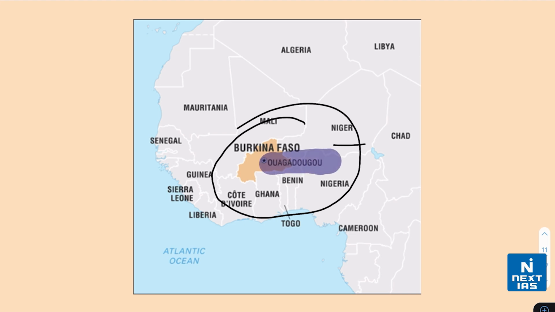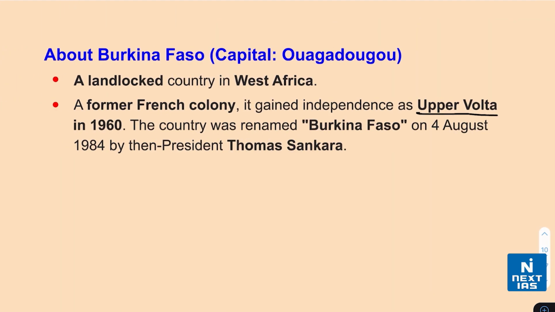So when Burkina Faso was a part of French Empire, that was back in 1960, it was known as Upper Volta. And this was named after 3 rivers, the Black, the Red and the White Volta rivers. After that, the country was named Burkina Faso on 4th of August 1984 by the then President Thomas Sankara.